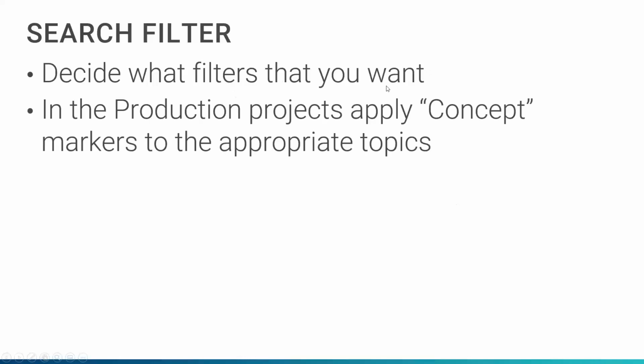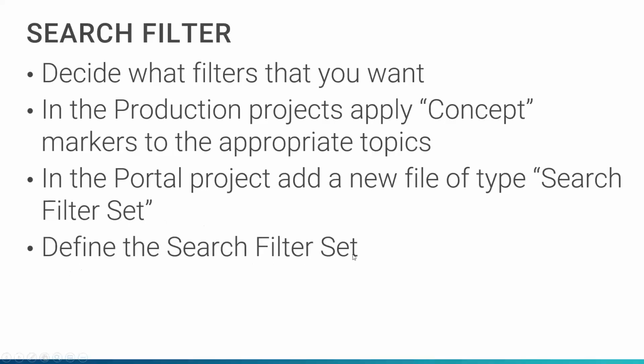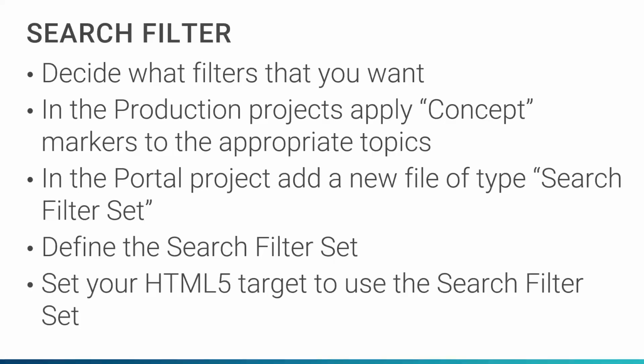So once you've decided what filters you want, you go into the production projects and apply what are called concept markers. Now, if you've ever done index markers, it's the exact same technique. Once we've identified the appropriate topics, then we go to the portal project and we add a new file of search filter set. Then we define the search filter set, tell it which of those concept markers to use, and then we just tell our target to use that search filter, and we are all set.